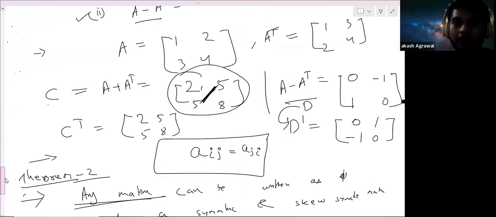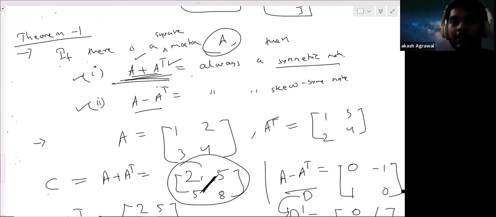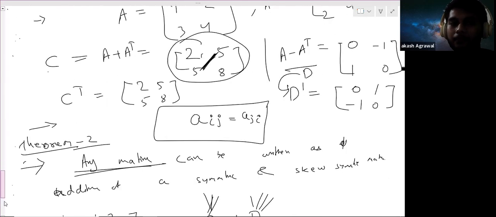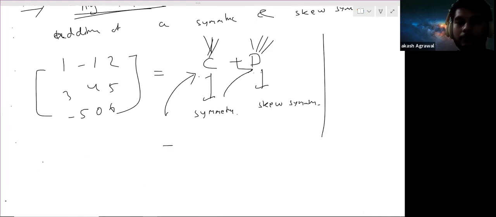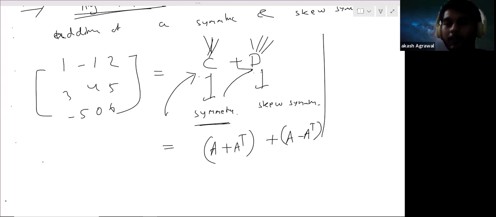Yes, sir. अब थ्योरम 1 को यहाँ पे लगाइए. What they are saying, A plus A transpose is always symmetric. A minus A transpose is always skew symmetric. तो ये सिमेट्रिक के जगह हम क्या लिखते हैं? If I write A plus A transpose, मुझे पता है सिमेट्रिक होता है, राइट? A minus A transpose, this is skew symmetric. Yes or no? Yes, sir.